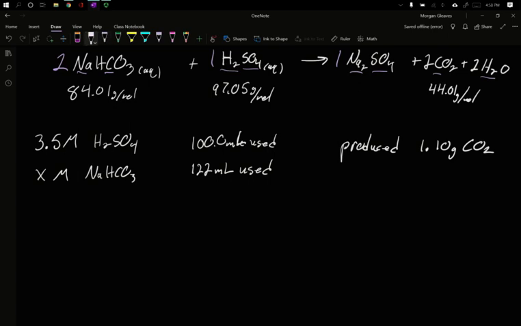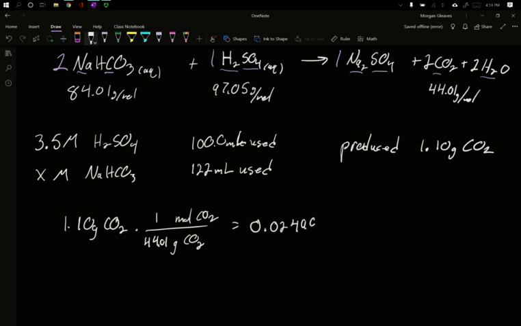So how do we determine the molarity of the sodium bicarbonate? Well, I know the amount of CO2 I produced, 1.10 grams of CO2. I can find the moles of it, because you always need to find moles. If I'm going to compare 2 chemicals, you need to find moles. It is 44.01 grams in 1 mole. And so we'll find that 0.02499 mole of CO2 have been created.